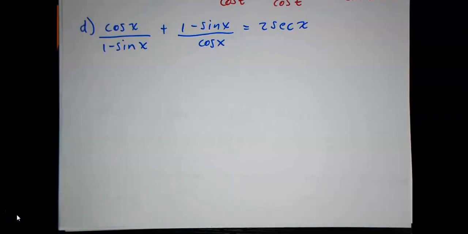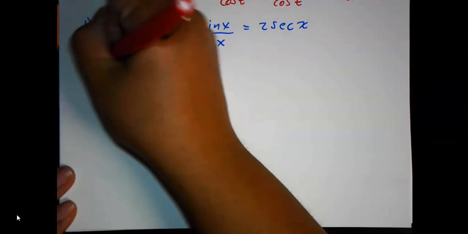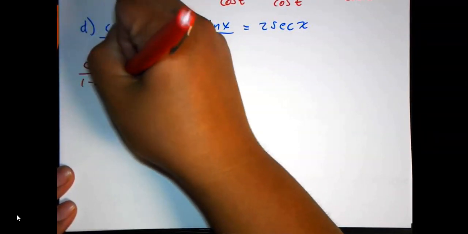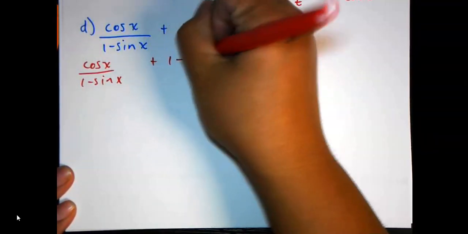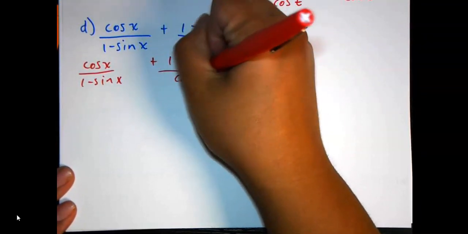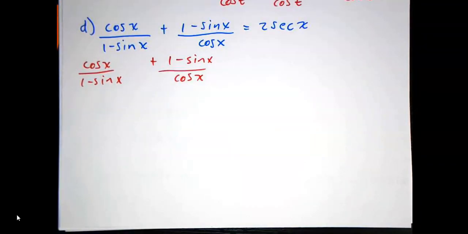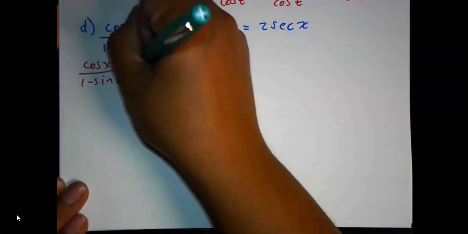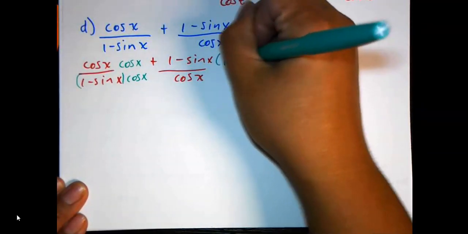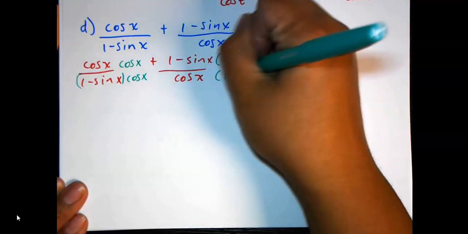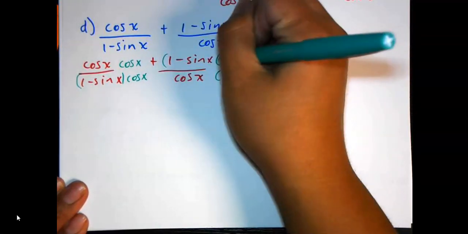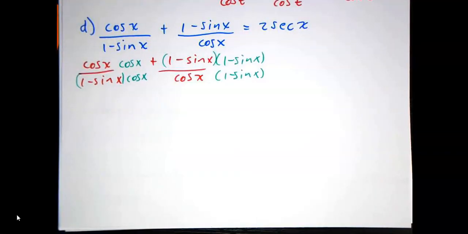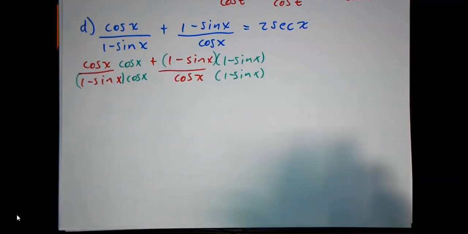Okay, letter D, we have two fractions on the left. And so I'm going to start with the fractions. I got cosine of x over 1 minus sine of x, plus 1 minus sine of x over cosine of x. Okay, we need to have common denominators. So I'm going to multiply this side times cosine. And I'm going to multiply this side with 1 minus sine of x. Okay, I need to distribute my numerators. I am not going to distribute the denominators.